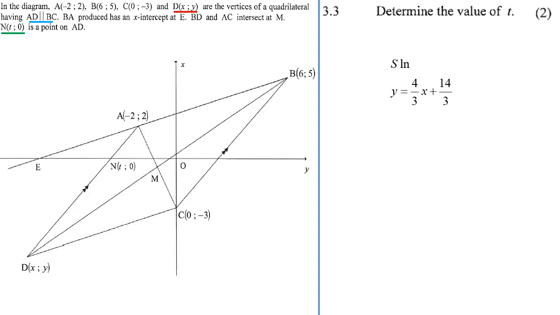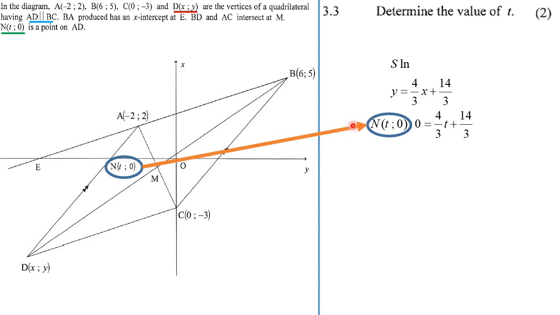Remember, this is the equation for this line AD, and this point that you see here, N(t, 0), is the one that we're going to use to substitute there. This is the one I'm talking about. This is the very same point we're talking about. So where you see y, you put 0. Where you see x, you put t.